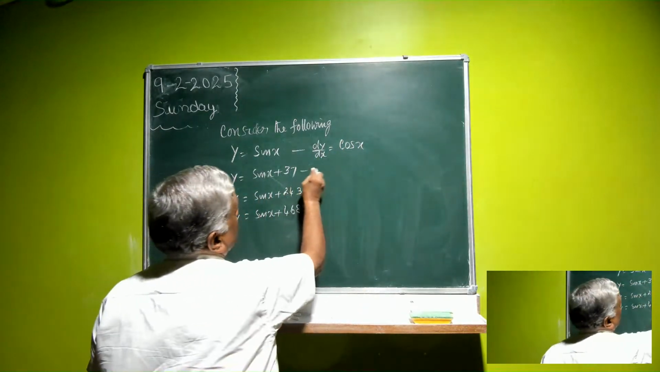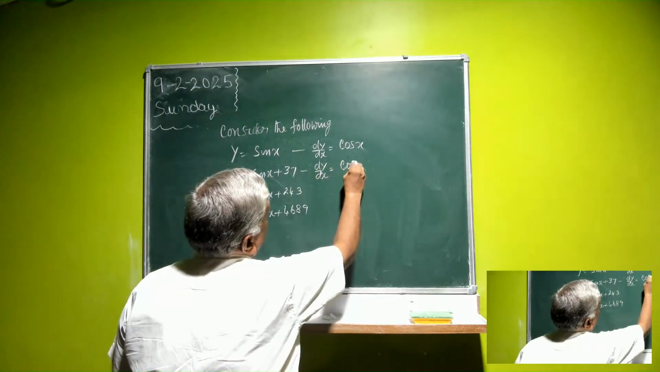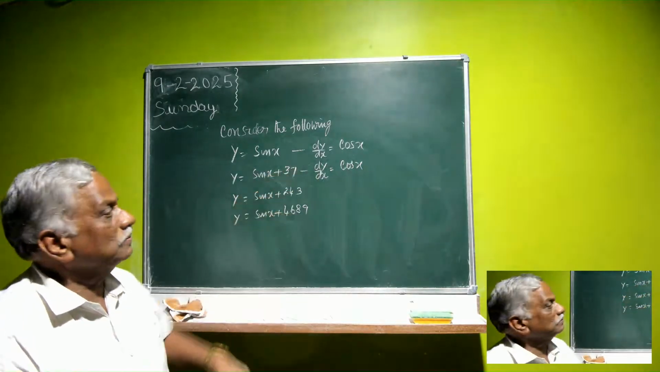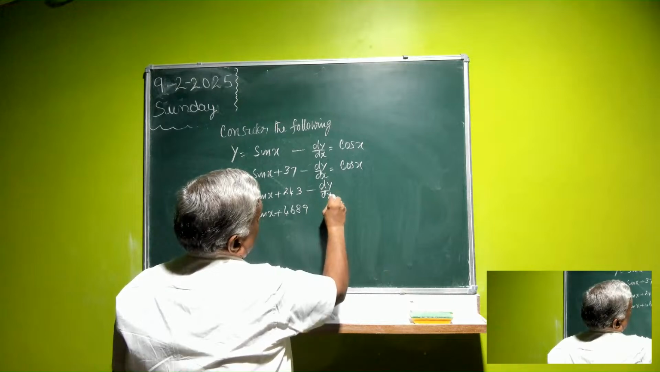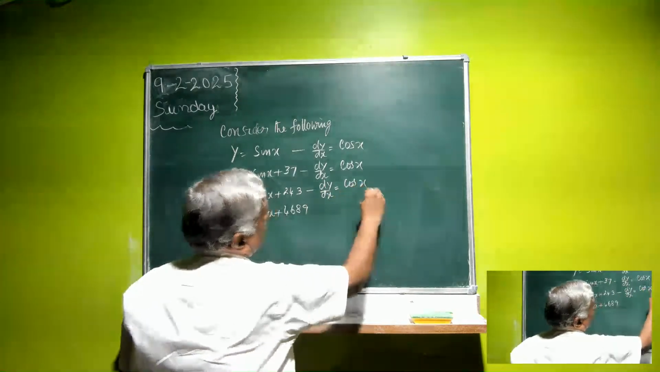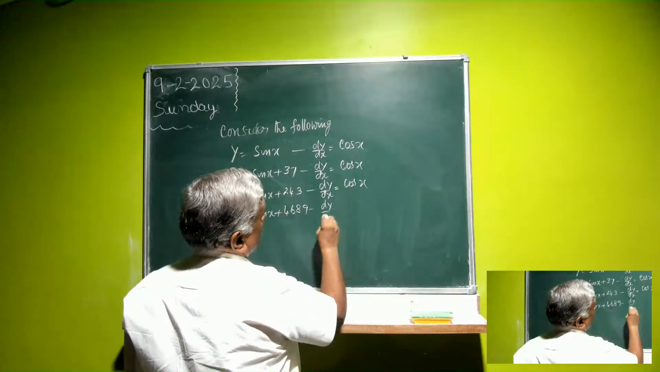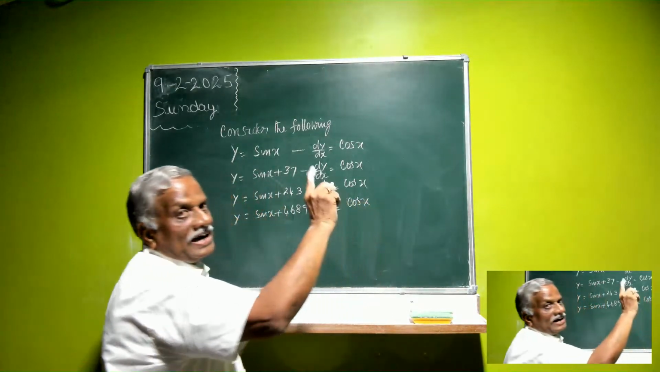And what about here? That is also cos x, because derivative of 37 is 0. This is also cos x, because derivative of 243 is 0. This is also cos x, because derivative of 4689 is 0.